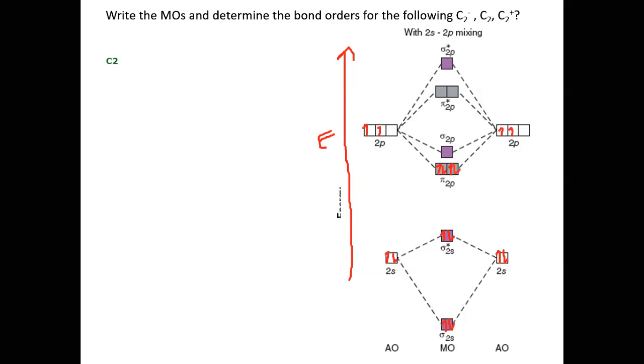And so the bond order is one half, there are 6 bonding electrons and 2 antibonding. So that would be a bond order of 2. So there would be a double bond in this molecule of C2.